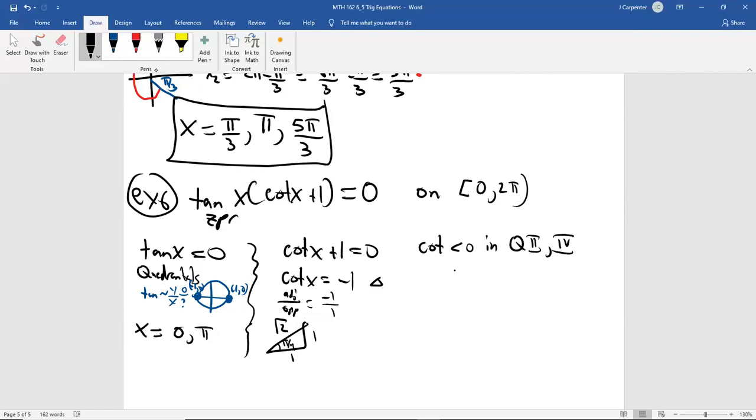So to put this in quadrant 2, it would be like this. This would be our π over 4, but then our actual angle would be that, which would be π minus π over 4, which is 4π over 4 minus π over 4. So we'll call that x3. So that would be 3π over 4.